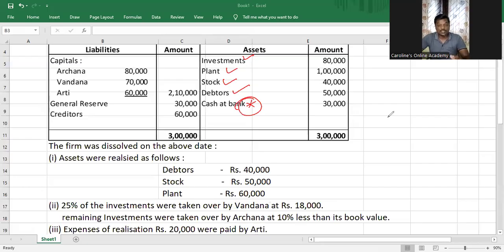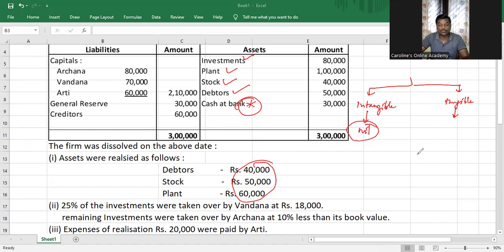Now, why should we see that? Sometimes they might not have given the realization value of a particular asset in the question. In that case, you have to check if that particular asset for which realization value has not been given in the question, like this. Here they've given the realization value. If they have not given the realization value for any asset, then you check if that asset is an intangible asset or a tangible asset. If it is an intangible asset, the realization value will be nil. You'll assume that if nothing is given in the adjustments, the intangible asset realized nothing.